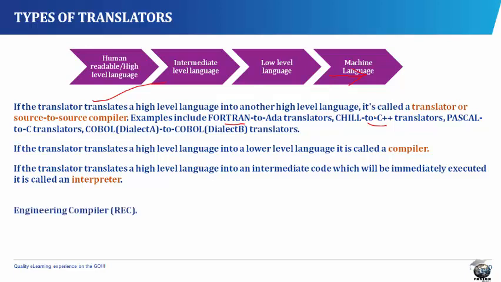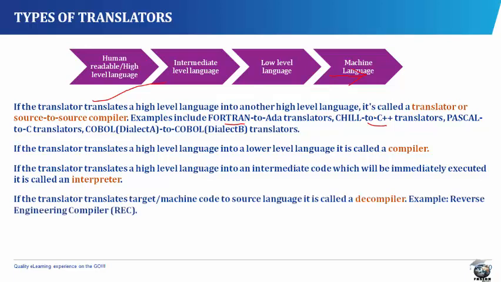Now, we also have translators that translate from target machine code, which is more like zeros and ones, back to source language, and this is called a decompiler. It does the opposite of what a compiler does, that is, starting from the lower-level languages back to the higher-level languages. An example of a decompiler is the reverse engineering compiler, that is, the REC.